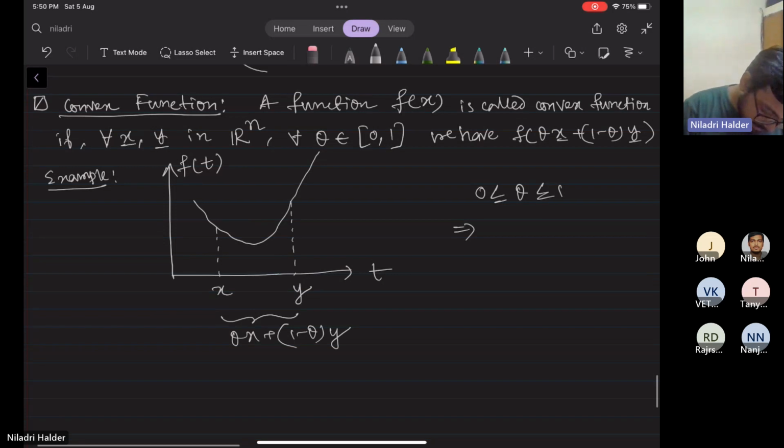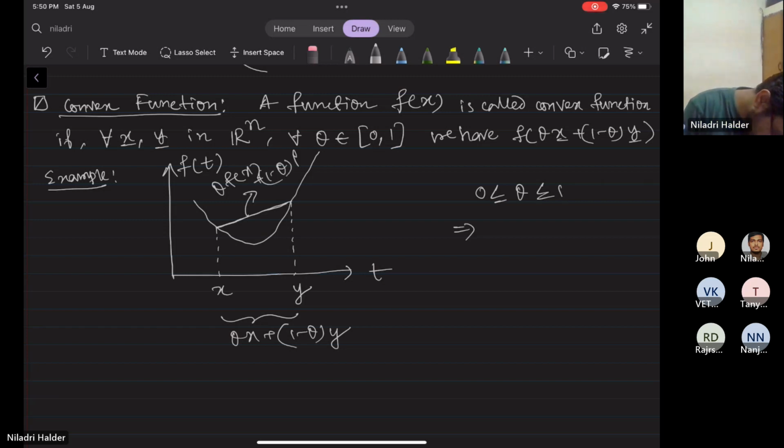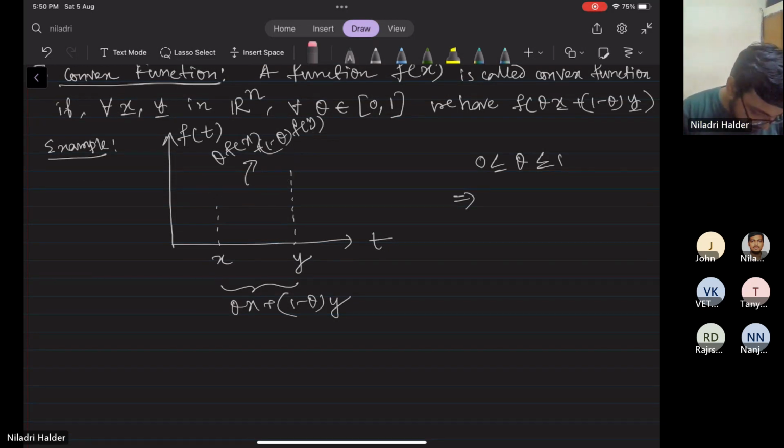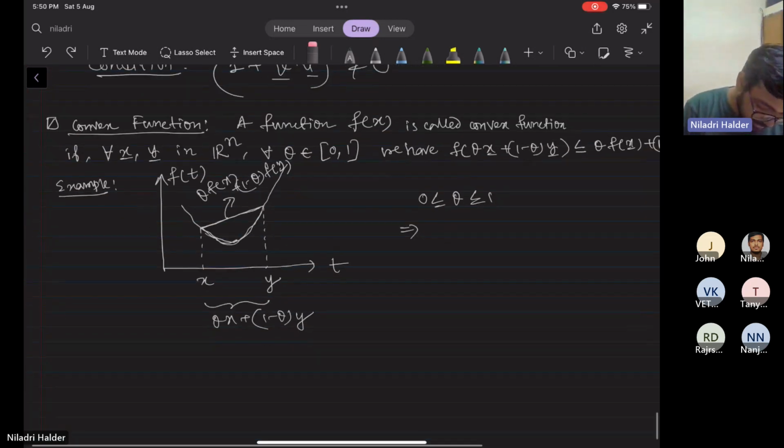Okay, in this region if you see, theta f(x) plus 1 minus theta f(y) is a straight line, and this is the function value. It's very obvious that the function is below the straight line, so the value of the function is less than or equal to theta f(x) plus 1 minus theta f(y). So hence this function is a convex function.